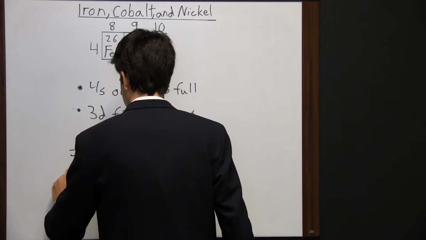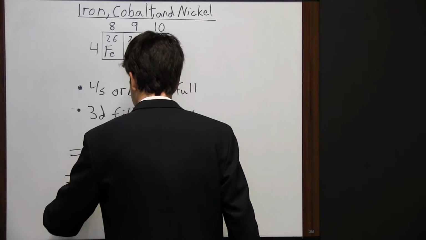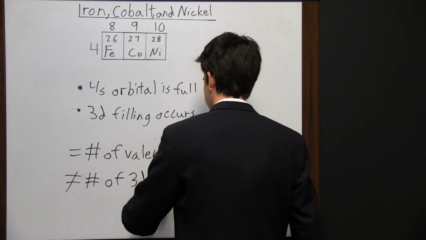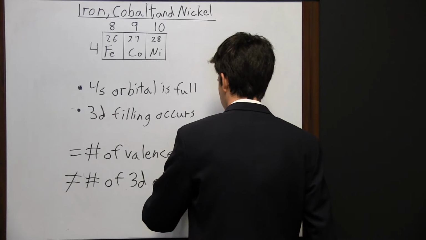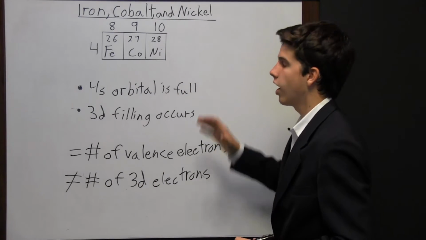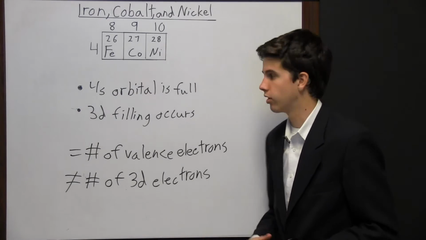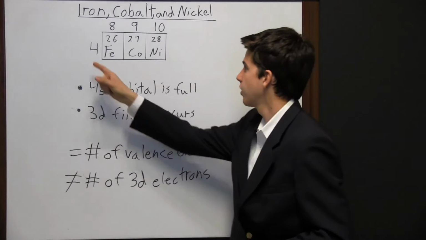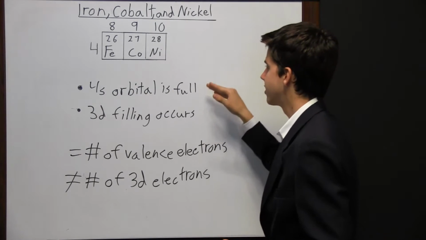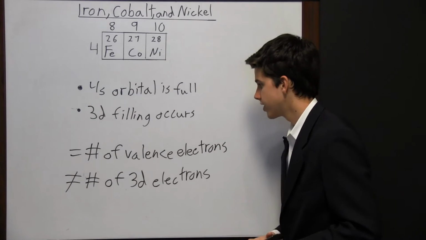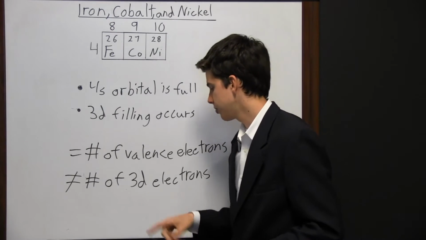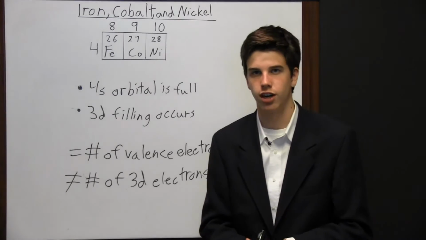And so that results in an unequal number of 3d electrons. So again, iron, cobalt, and nickel are in what we call the D block of the periodic table of elements. And so they're in the same row, but different columns. And so the 3d does not start filling until the 4s orbital is full. This causes there to be an equal number of valence electrons in them, but an unequal number of 3d electrons.